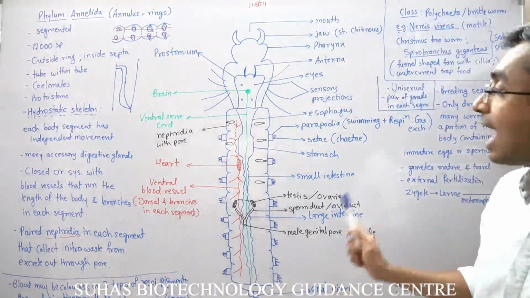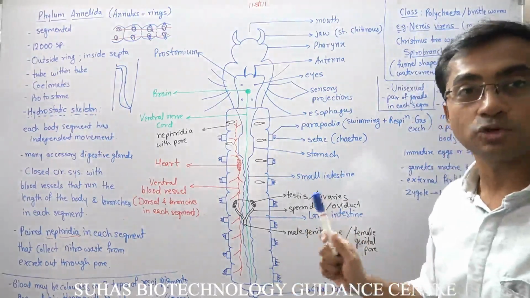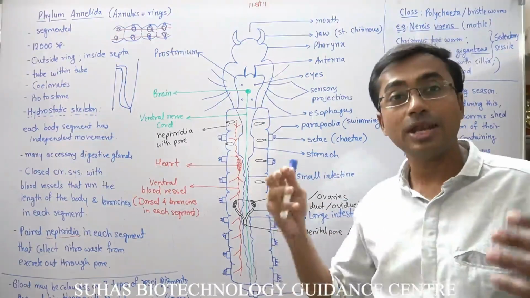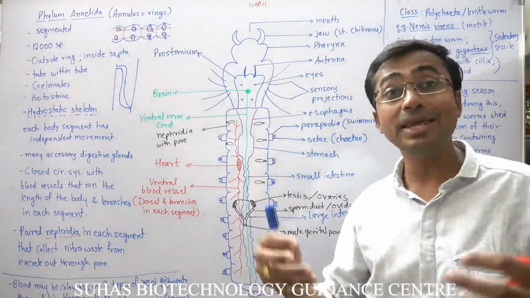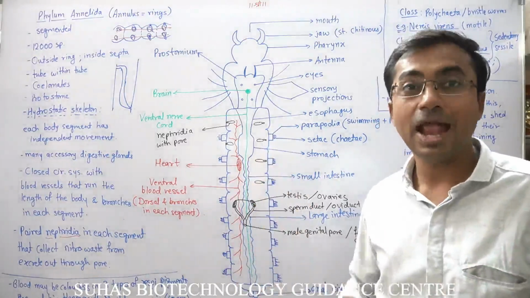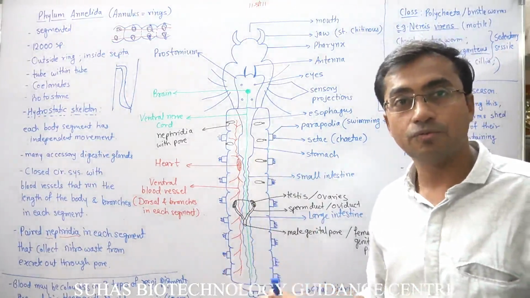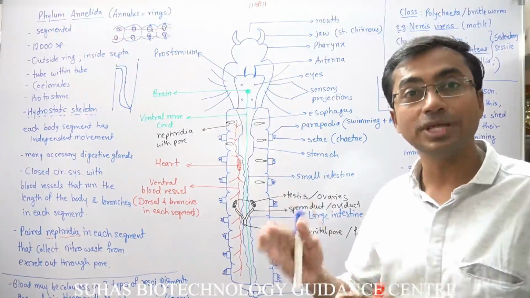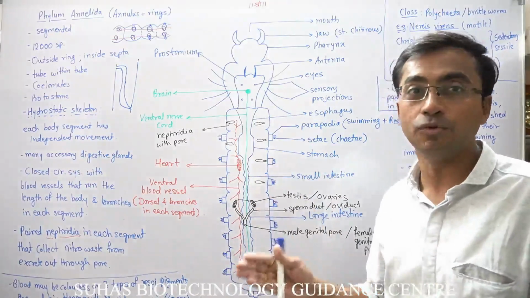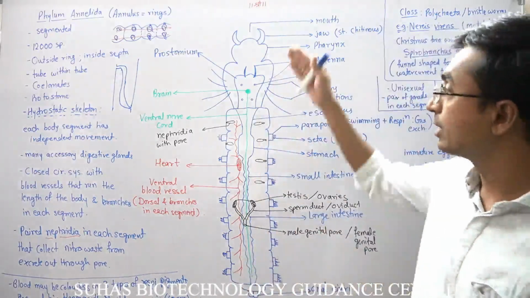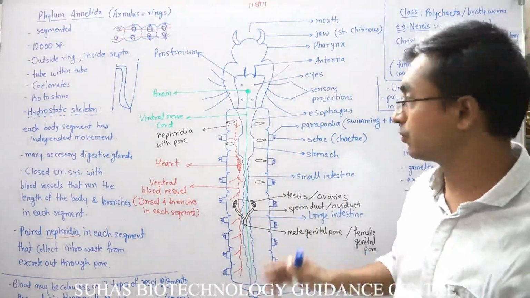Now through the anus the unabsorbed food will be released, but this digestive system is connected to many digestive glands, right from salivary to many other digestive glands, for digesting proteins, lipids and many other food material, and that's why the digestive system is very well developed in Nereis or polychaete worms.